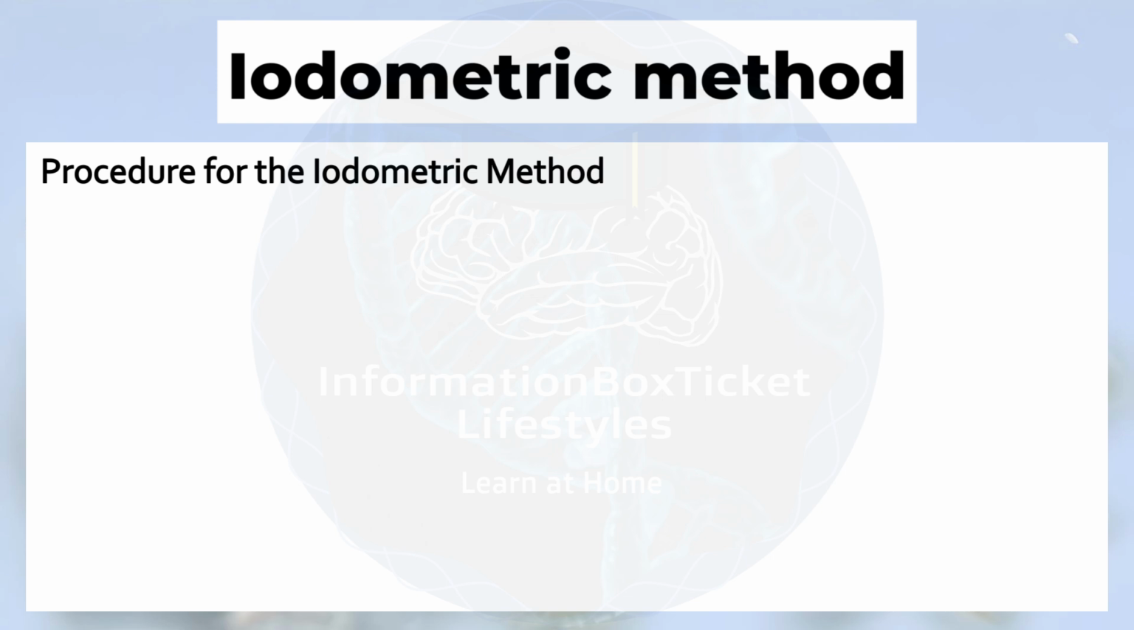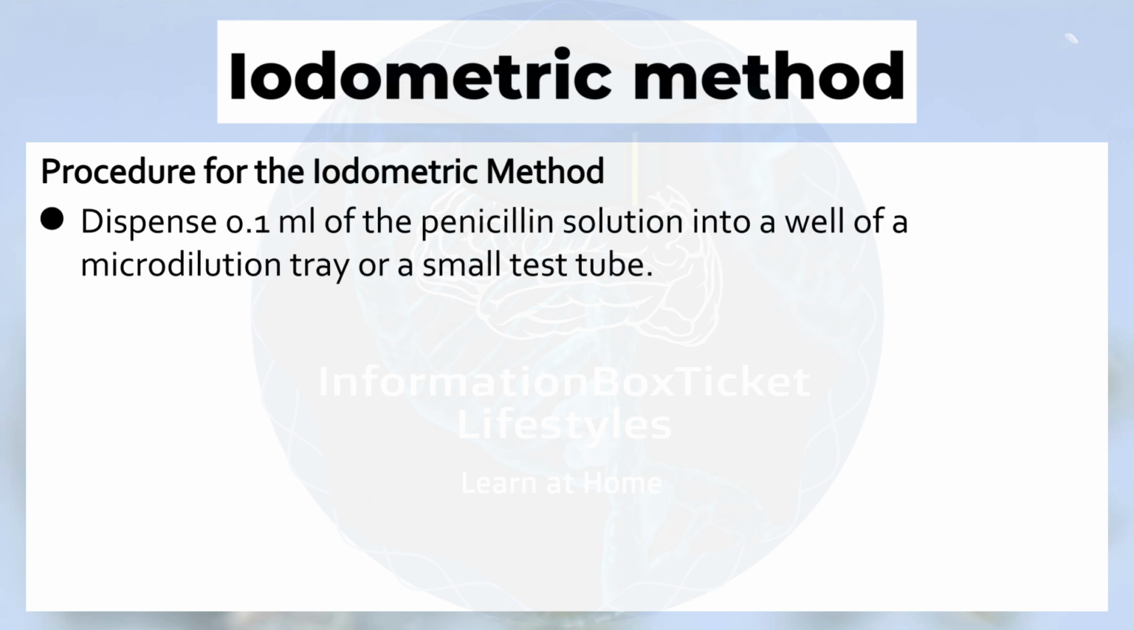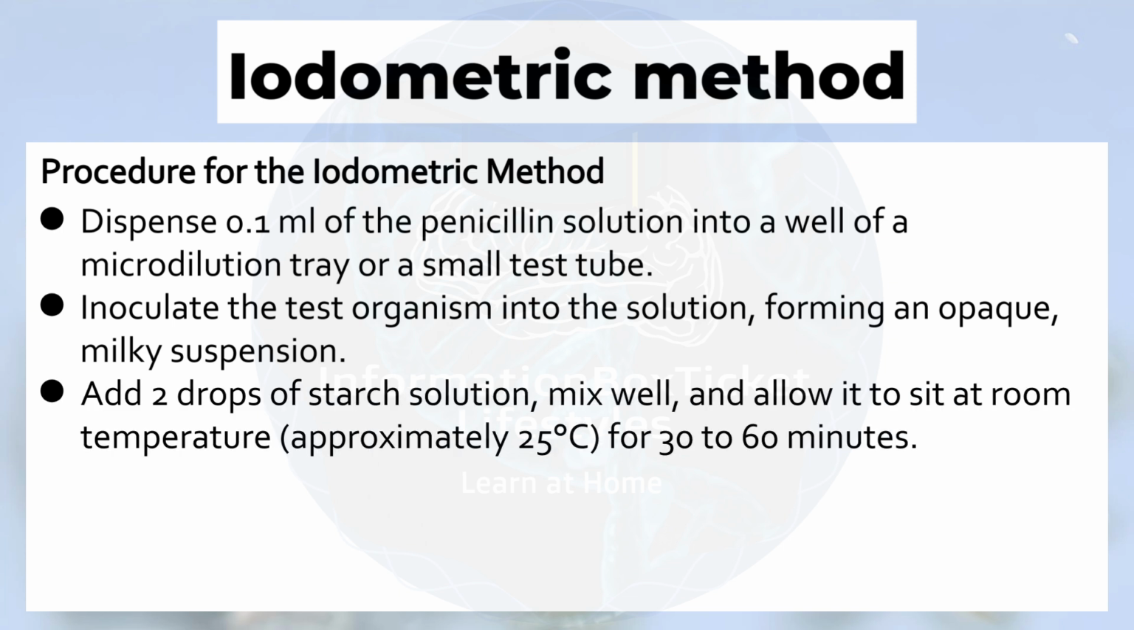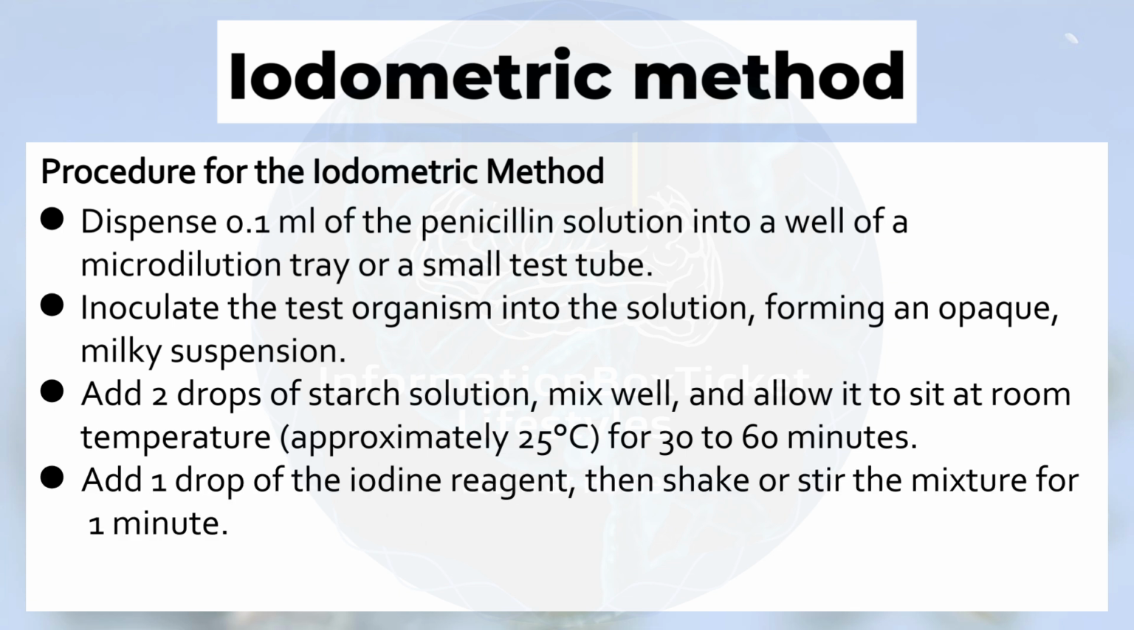Procedure for the iodometric method. Dispense 0.1 milliliters of the penicillin solution into a well of a microdilution tray or a small test tube. Inoculate the test organism into the solution, forming an opaque, milky suspension. Add 2 drops of starch solution, mix well, and allow it to sit at room temperature, approximately 25 degrees Celsius, for 30 to 60 minutes. Add 1 drop of the iodine reagent, then shake or stir the mixture for 1 minute.